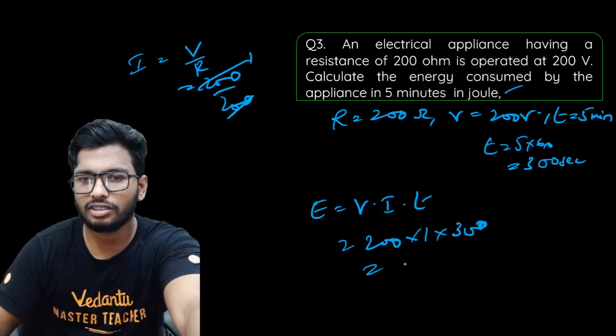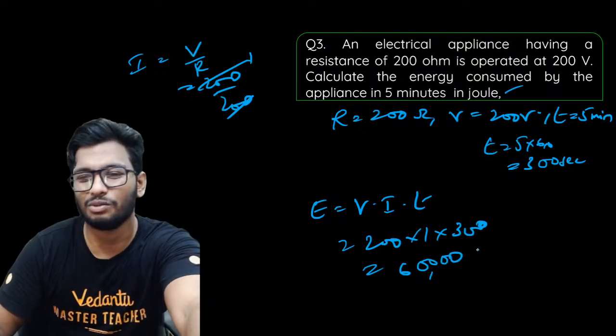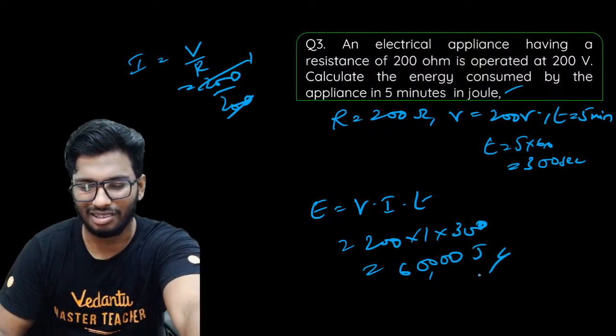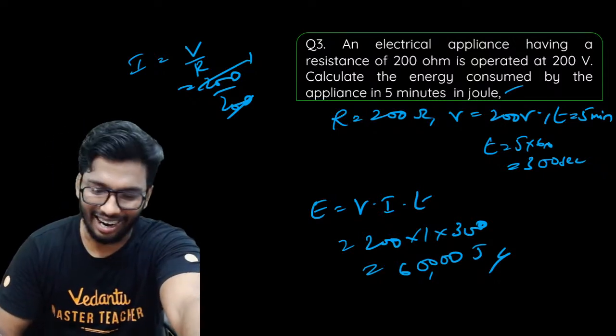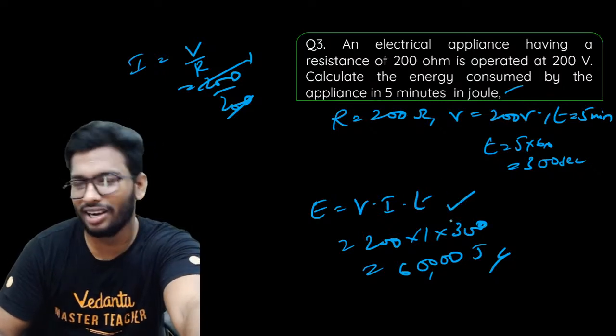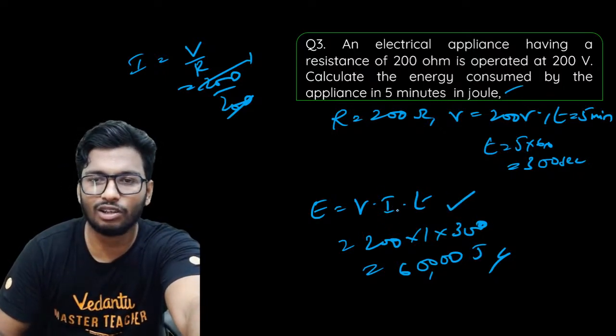3 2s are 6, so the answer is 60,000 watt-seconds, that is, joules. Simple. Is conversion to seconds needed? Yes, very much needed.